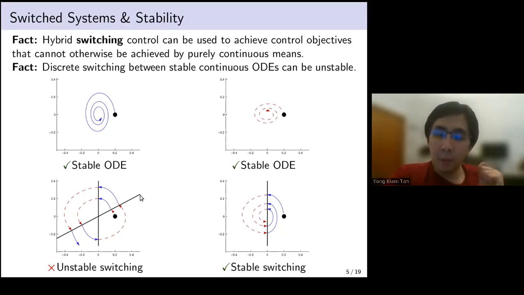However, it's possible to poorly design a switching mechanism such that if I apply this switching mechanism, where the system follows the red differential equation in this quadrant, and then the blue one, and the red one, and the blue one, and so on, the overall system is actually going to become unstable. You can see it gets driven further and further away from the origin because of the switching signal.